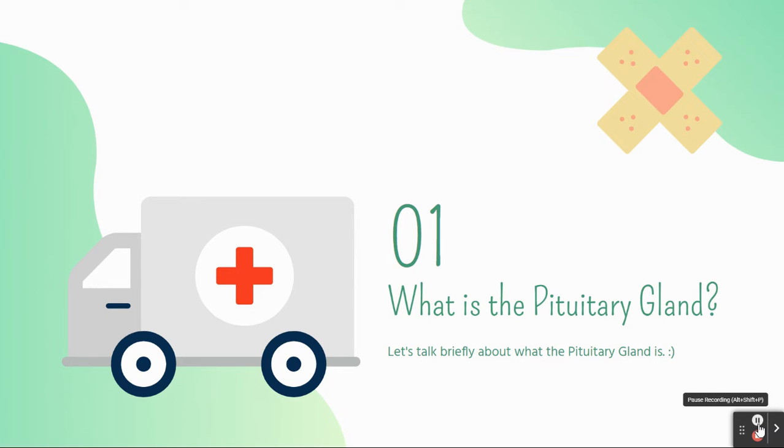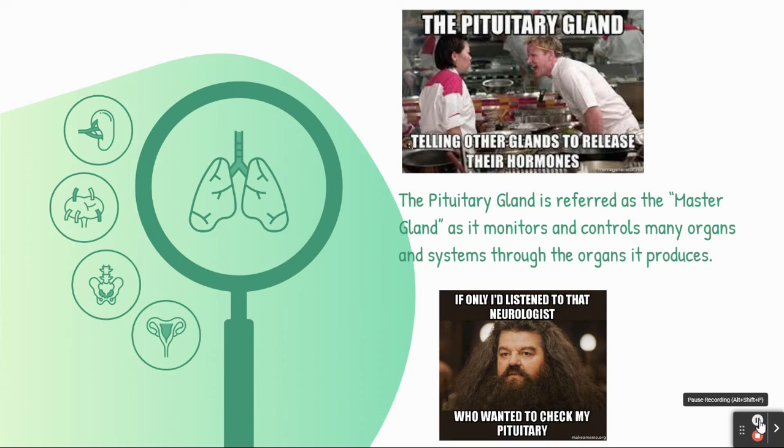So what is the pituitary gland? The pituitary gland is known as the master gland and is directed by the hypothalamus. The pituitary gland sends out hormone signals to other endocrine glands and regulates activity of other glands in the endocrine system and is the main control center. Without the pituitary gland, nothing else would work.